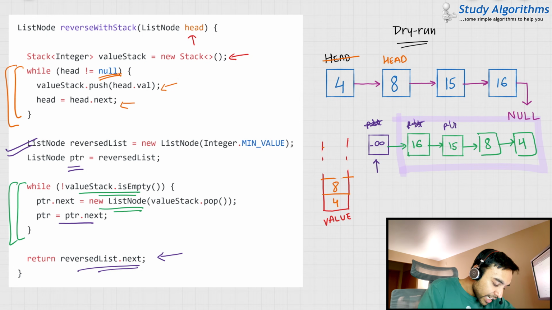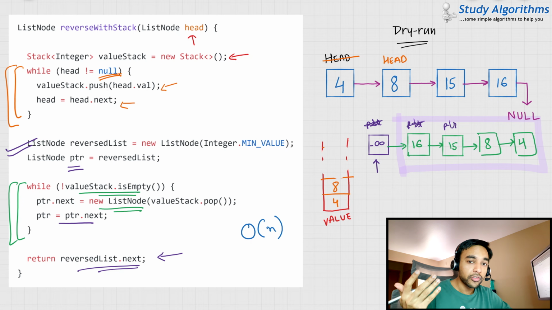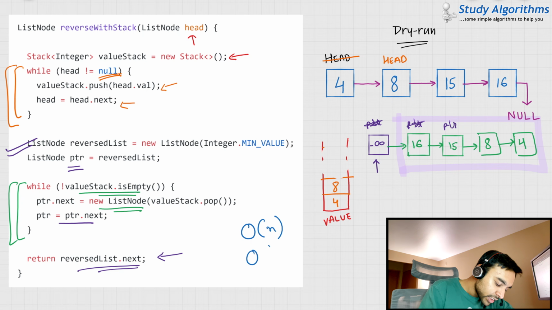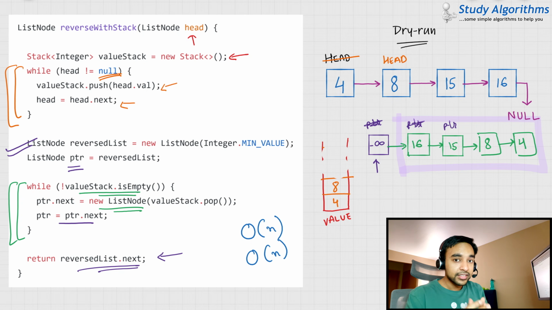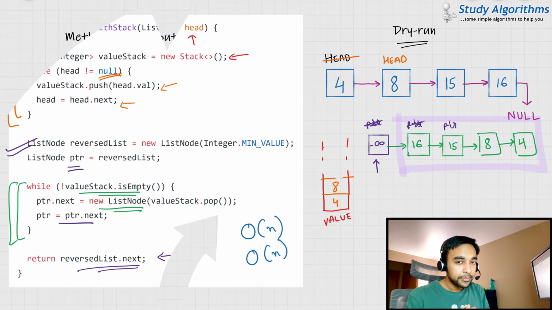Now this method has a time complexity of order of n. That is because you are iterating through each of the nodes. And it also has a space complexity of order of n. That is because if your linked list has 10 nodes, then you need to create a new stack that has 10 of those values, right? How would you come up with the solution if you don't want to take up any extra space? Let me show you that.